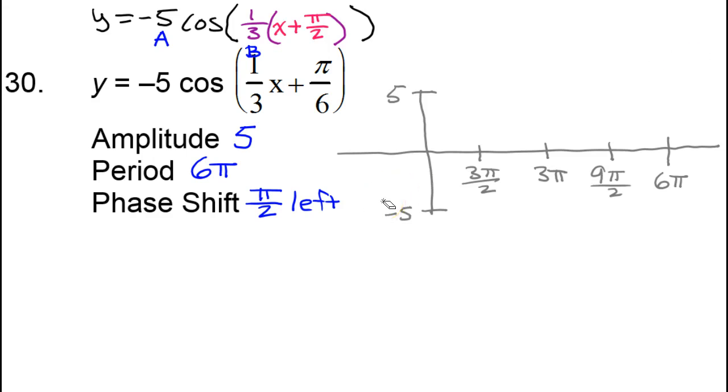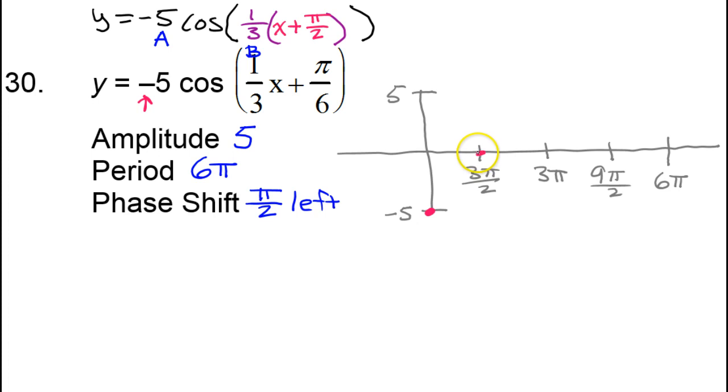Okay, now let's save the phase shift for last. Let's think about what the graph would look like without a phase shift. Now this is a cosine function. So normally the cosine function will start off at its highest value and then fall like a U. However, this negative sign in the very front means a reflection over the x-axis. So this should be upside down. So instead of starting out at the highest value, my cosine will start at the lowest value.